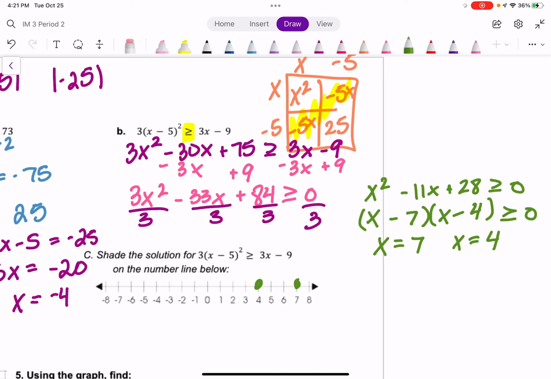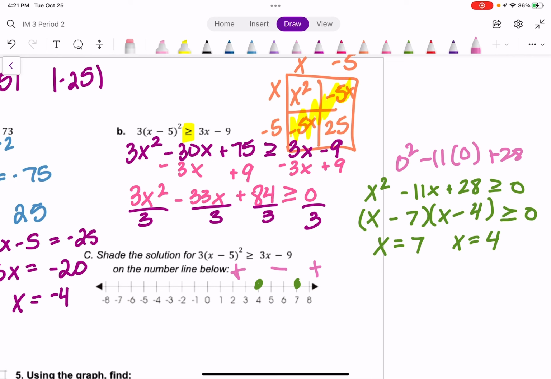Okay, so now we've got to figure out which intervals we have. I always like to put in a 0. We can put that into our original equation and see what we get. If we put in a 0 here, we'll get 0 squared minus 11 times 0 plus 28. We're going to end up being positive. So then the pattern goes negative, positive.